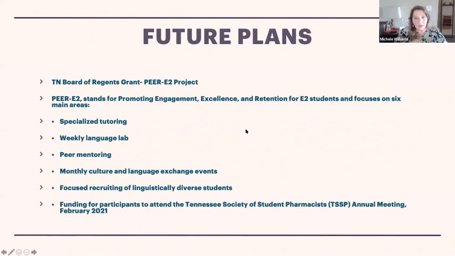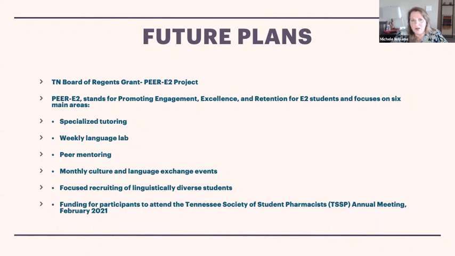So we were lucky enough to get a grant funded through the Tennessee Board of Regents this year. So we're really excited about that. And we got a lot of help from the Office of Diversity and Inclusion, and we appreciated that a lot too. A lot of support from y'all. Thank you very much.